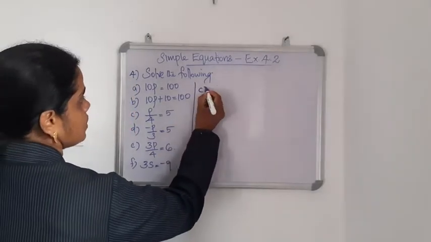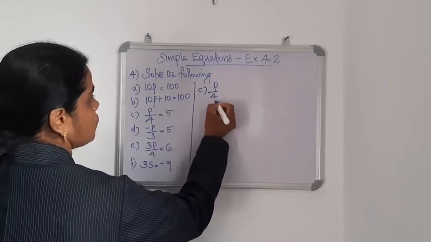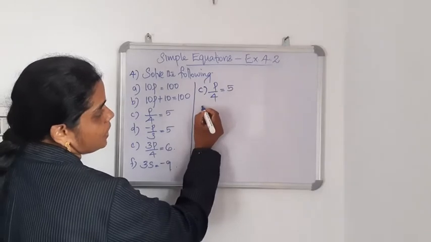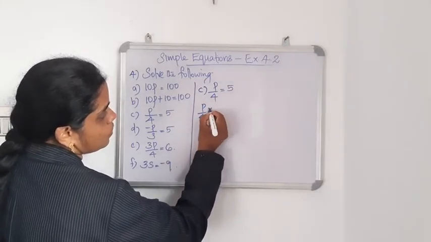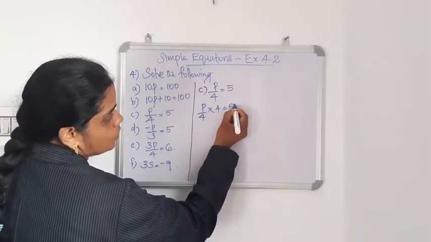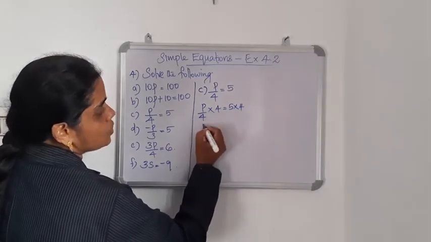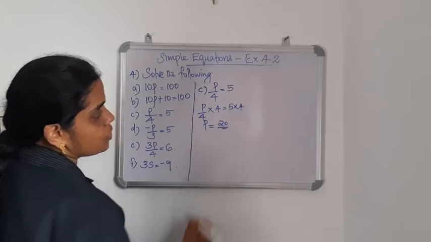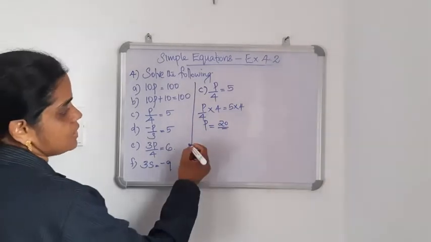C question. P by 4 equal to 5. So here it is division by 4. So we can multiply by 4 on both sides. So 5 into 4. So here it is P equal to 5 4s are 20. So 20 is the solution of this equation.